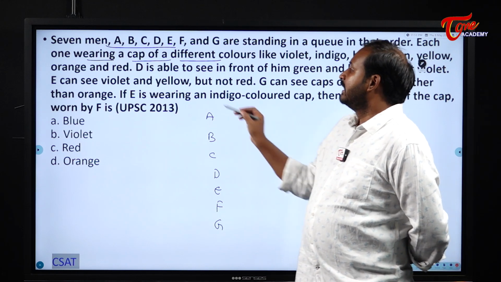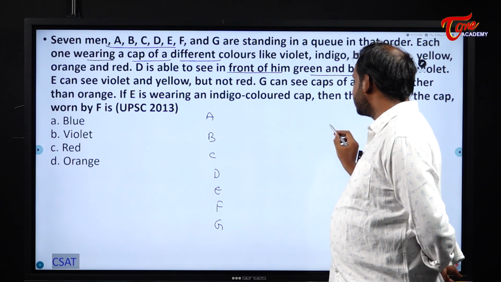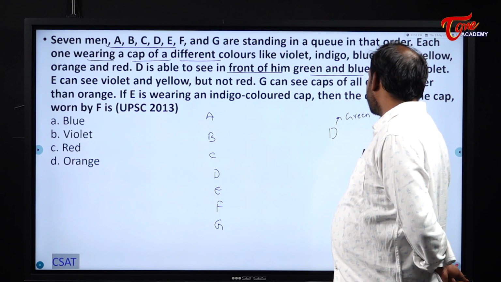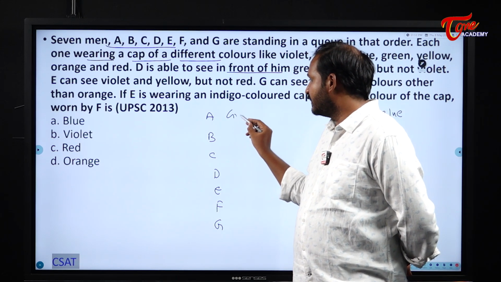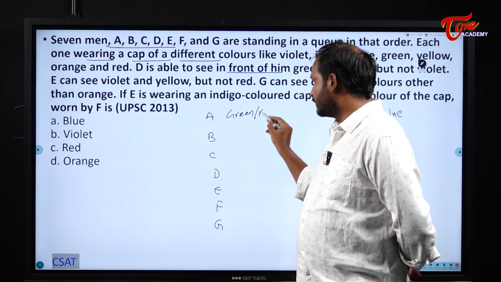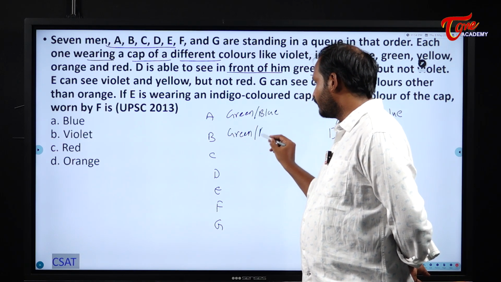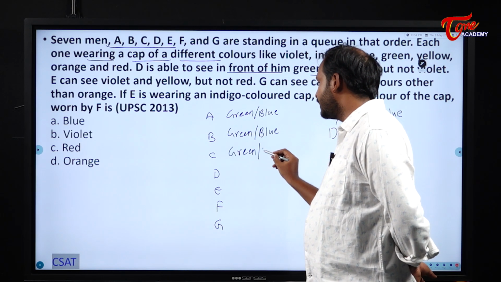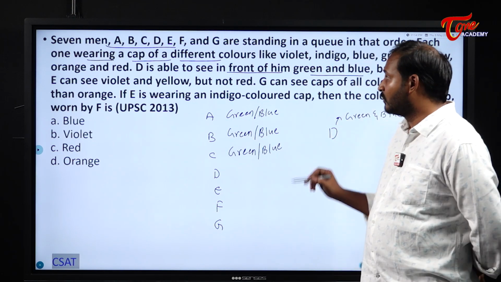Next, D is able to see in front of him green and blue. That means D can see in front of him green and blue. That means green can be here or blue here. I am writing the chances. In these positions I can have green or blue. Why? Because D can see these colors.